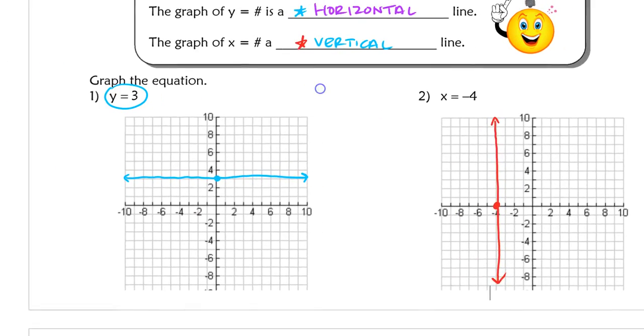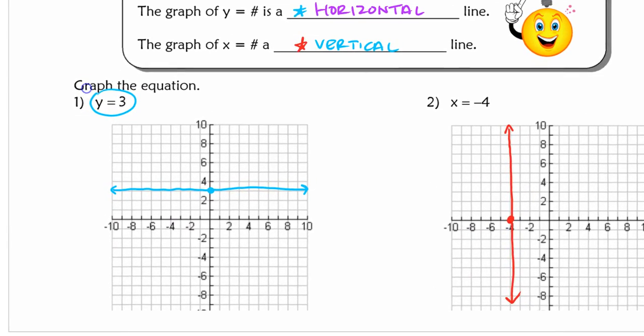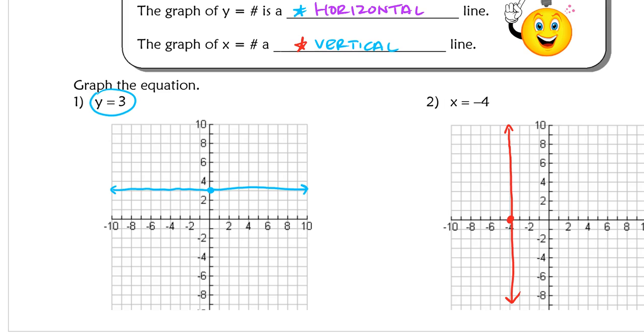Tomorrow we're going to get some practice in the warm-ups, just doing a couple more examples like that, but that's the general idea. For a y equals equation, we're always going to graph a horizontal line, and for x equals a number, it's going to be a vertical line.